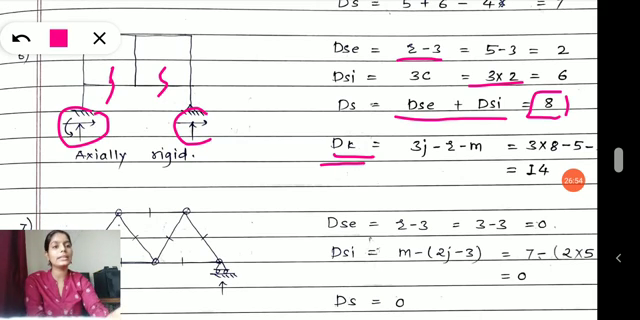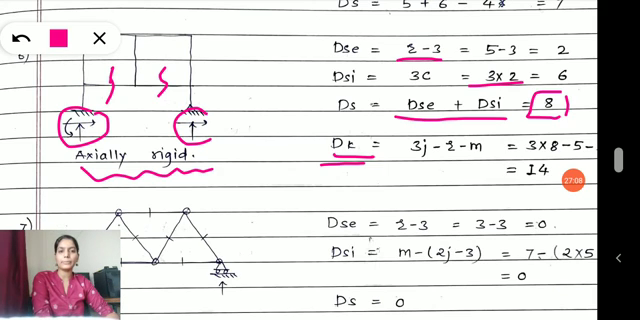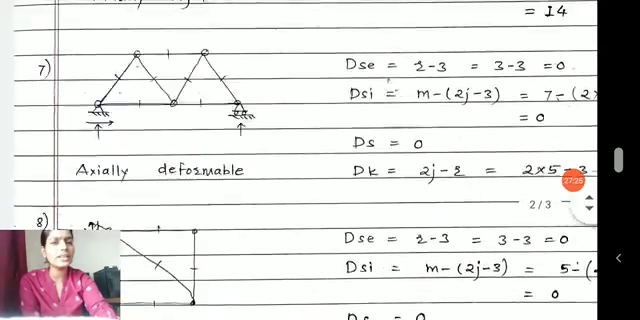Now find DK, kinematic indeterminacy. How will you calculate that? 3j minus r minus m. Why? The formula has changed here, because I have provided axially rigid members. You should follow that note always whenever you are solving. Check that, is it axially rigid or axially deformable, right? So my value finally becomes 14 here. So static indeterminacy is 8, kinematic is 14, quite large values.